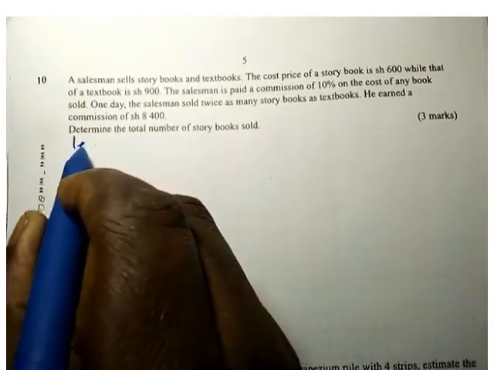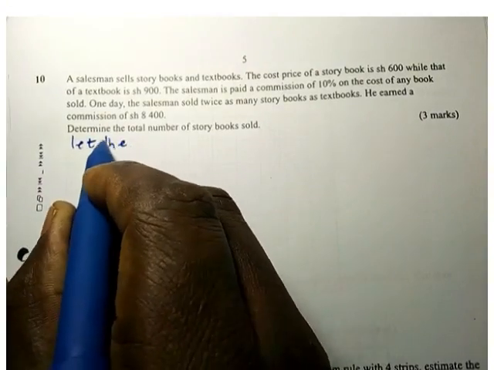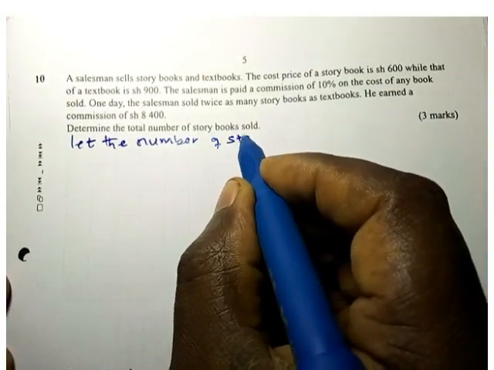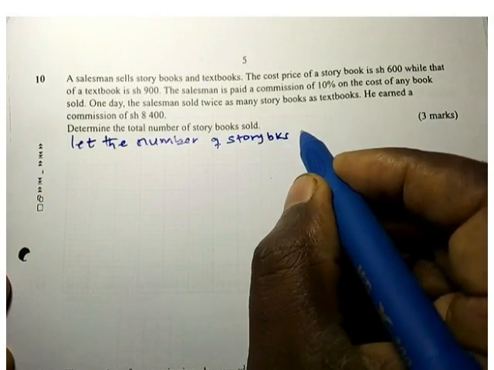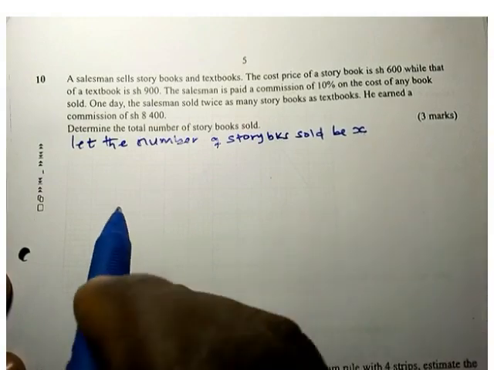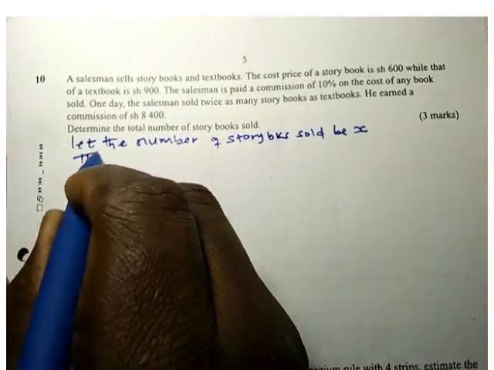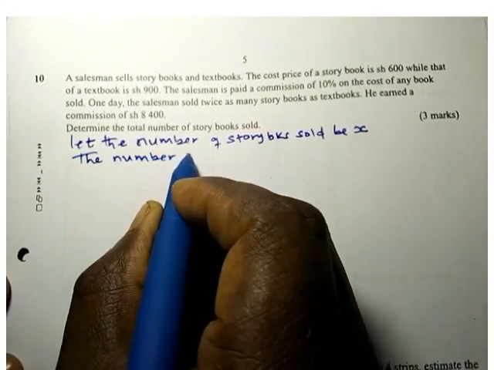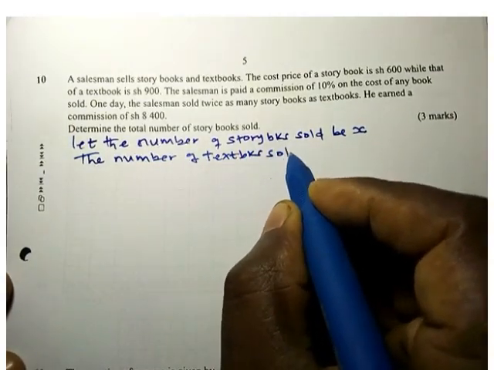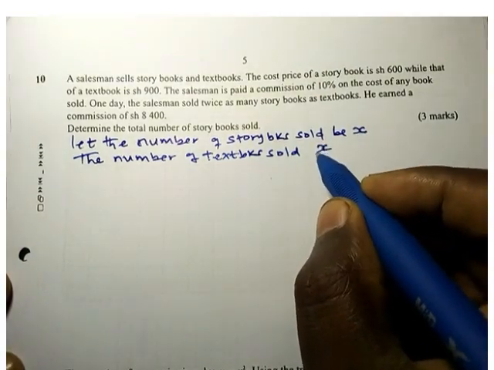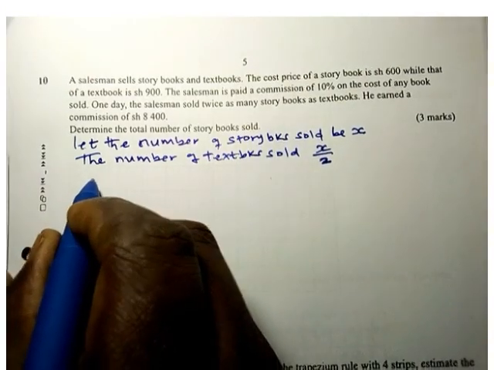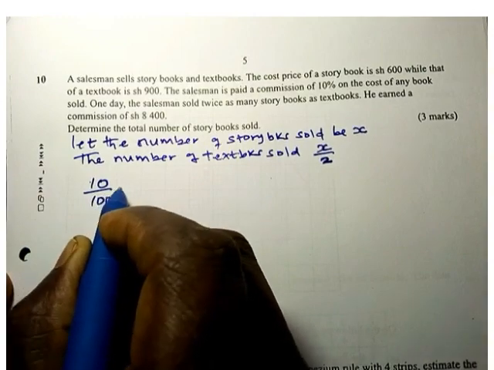So let the number of storybooks sold be X. If the number of storybooks sold is X, then the number of textbooks sold, because it was a half of this one, will be X over 2, because it was a half, right? So commission, we calculate 10% of 100, that is the commission, times the total sales.